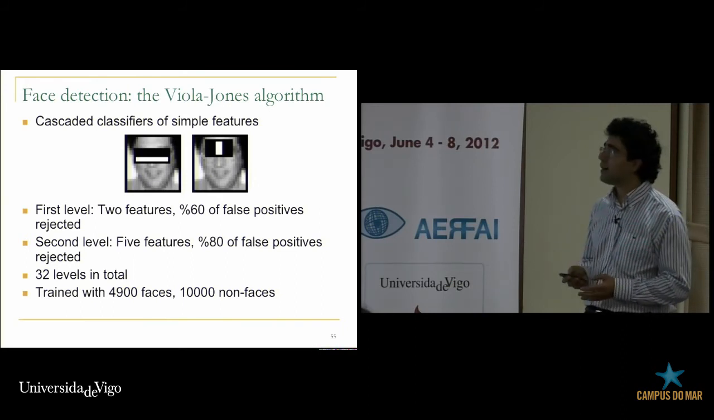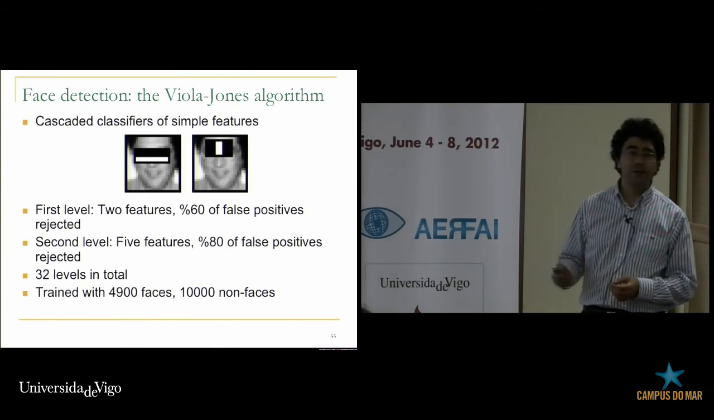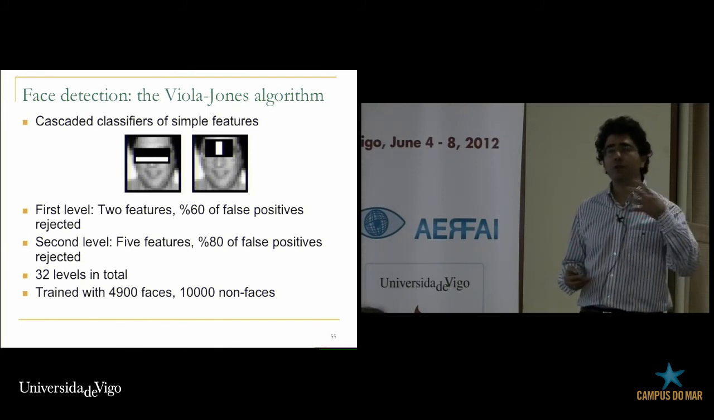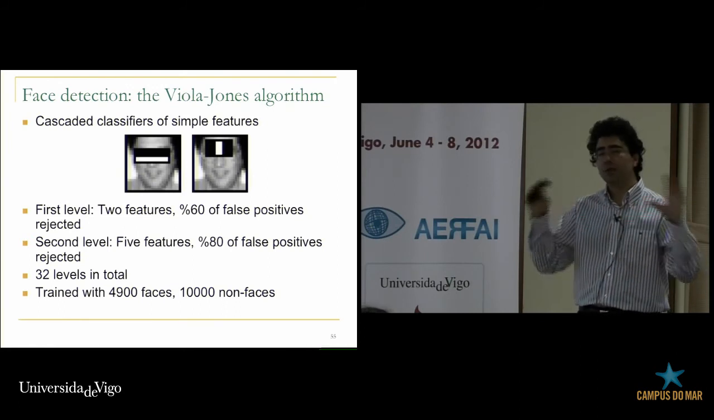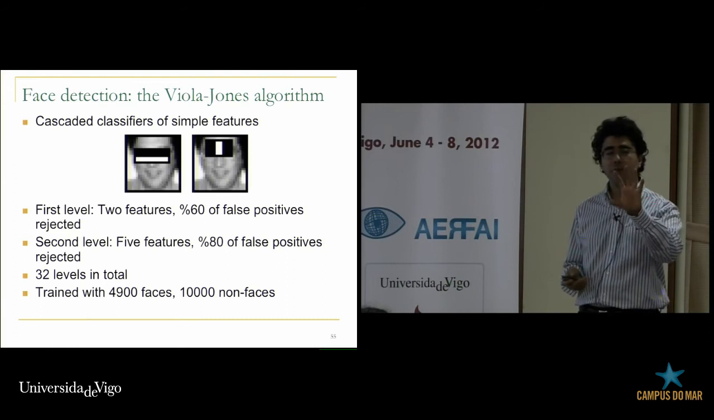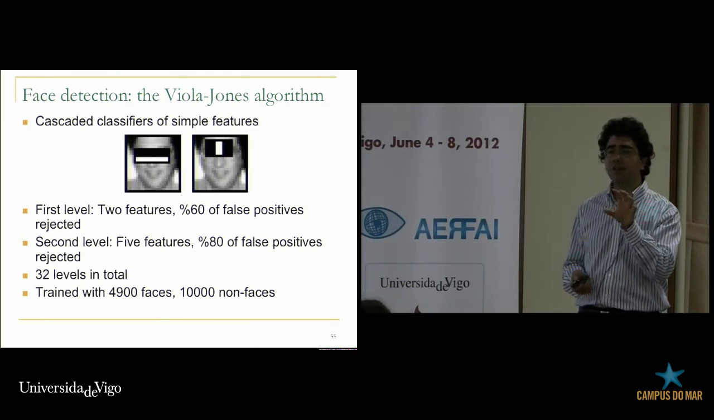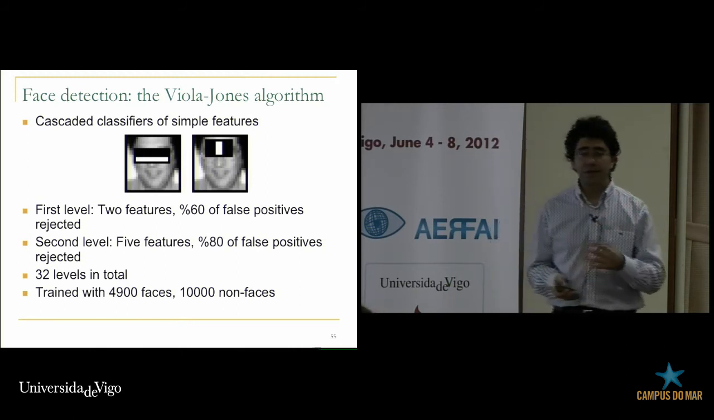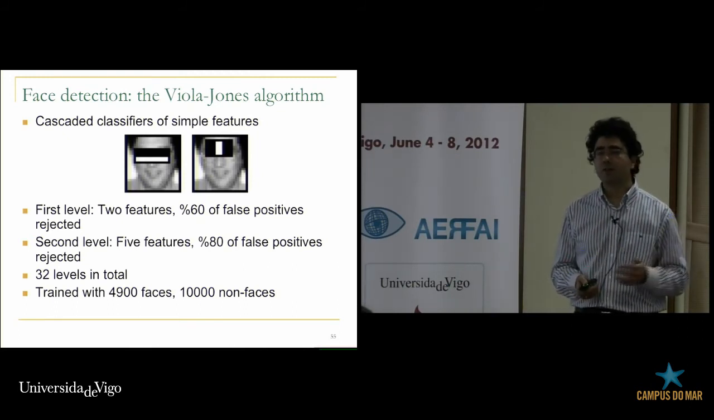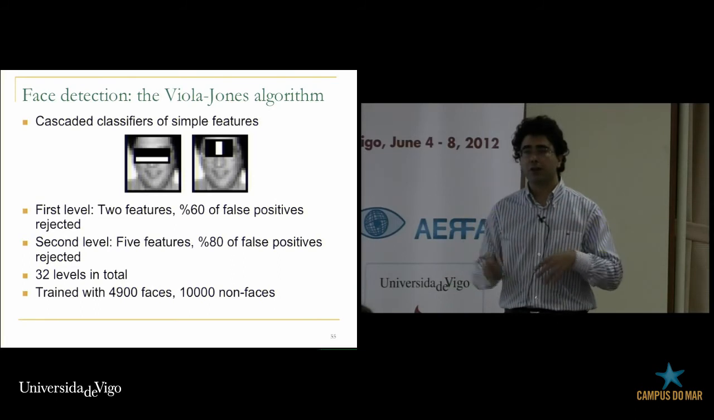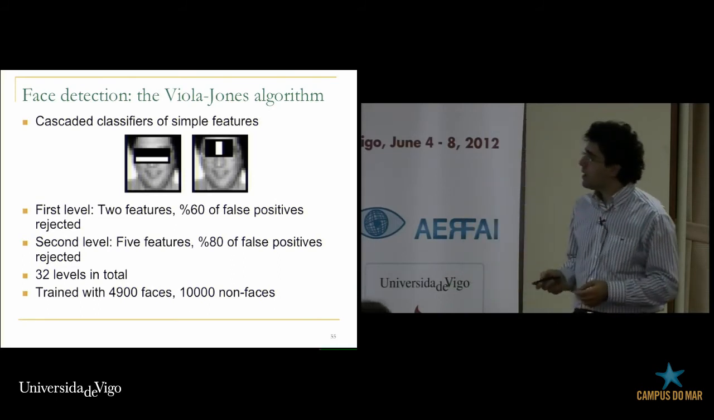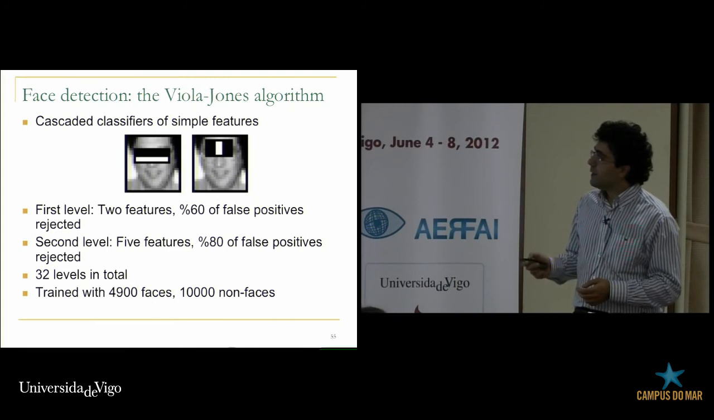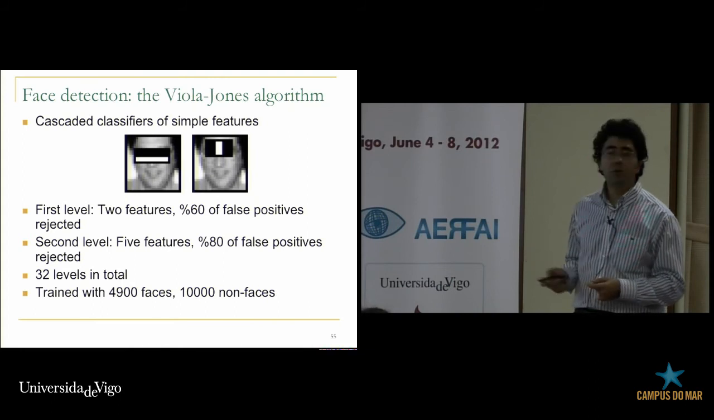It's a cascade of classifiers of simple features, which has a second benefit. The cascade rejects most of the image areas early on. It looks at a part of the image, says, nah, this is too uniform to be a face, and discards it. Once suspicious of the existence of a face, it goes to the second level, third level, etc. So that's very rapid, right? It rejects about 60% of the image areas in its first stage. With the 5 features of the second level, 80% of false positives are rejected.